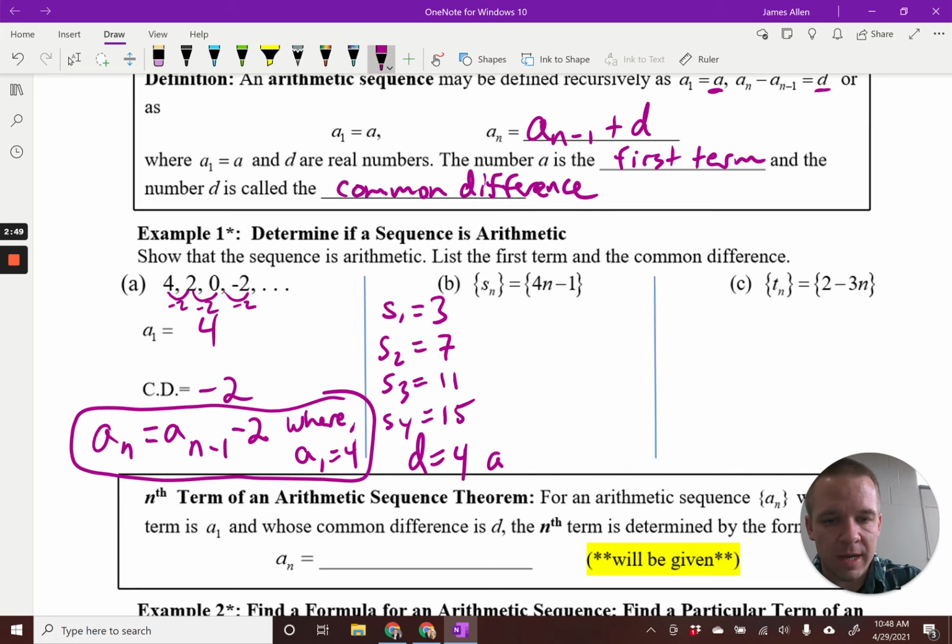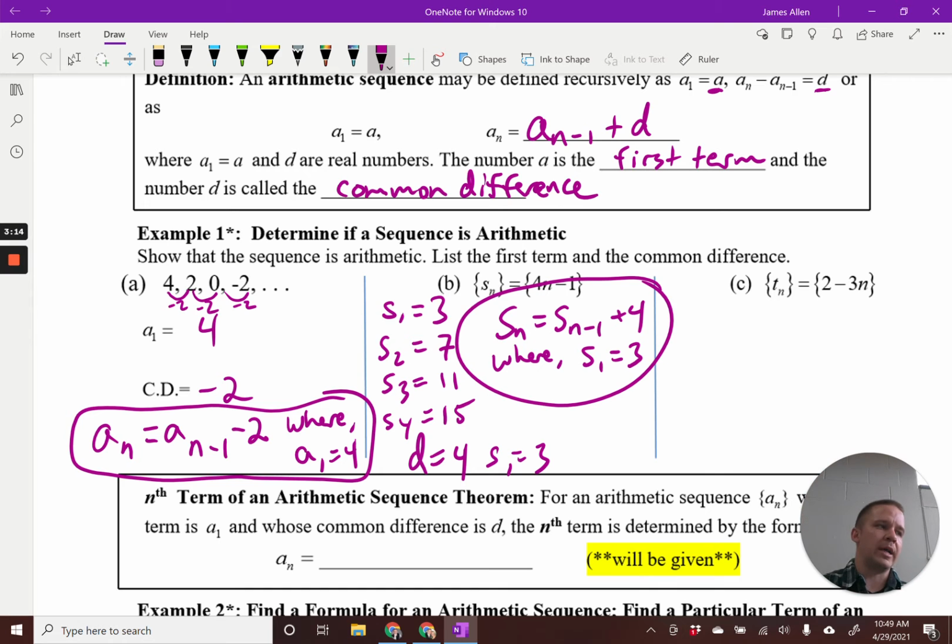And my first term, my s sub 1 in this case, is going to equal 3. All right, not too bad. So defined recursively, I'd have s sub n is equal to the previous term plus my common difference, where s sub 1 is equal to 3. I just use s here because that's what it started with.